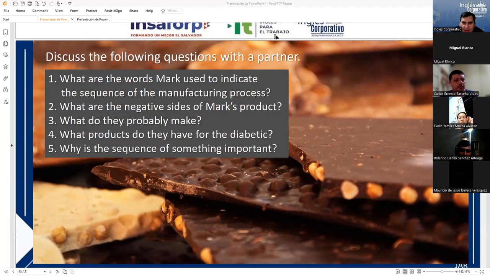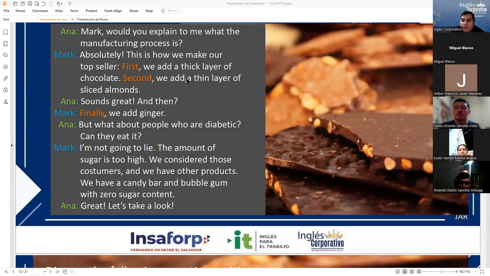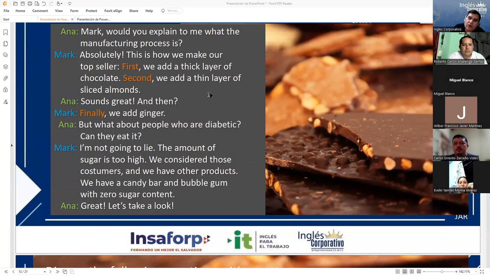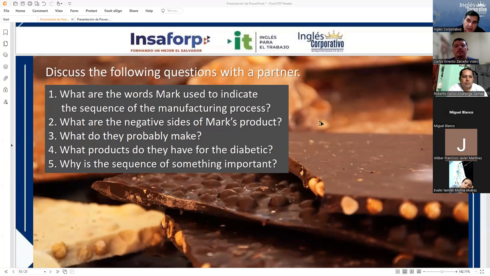Okay, now that everybody's done, what are the words Mark used to indicate the sequence of the manufacturing process? First. Second. Finally. What other words do you know? First, second, next, then. After that. Later. So those are words for sequencing, right? Then, later, next, after that.